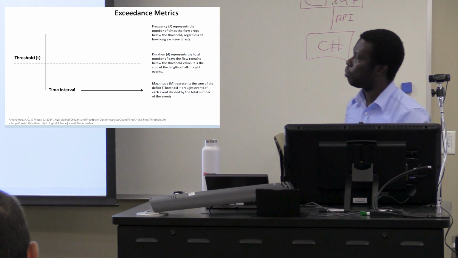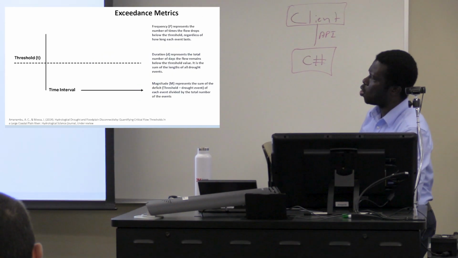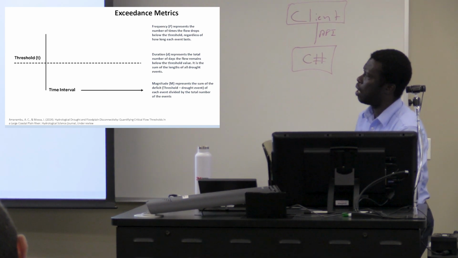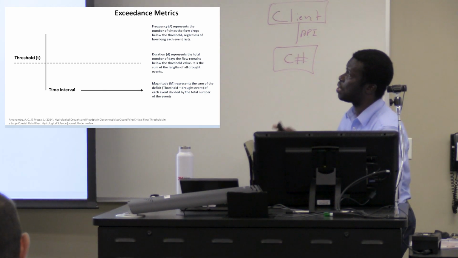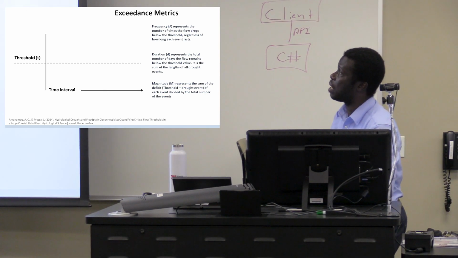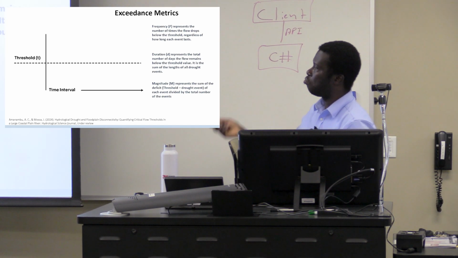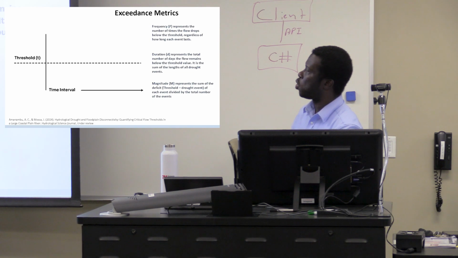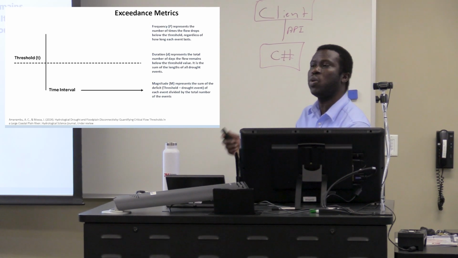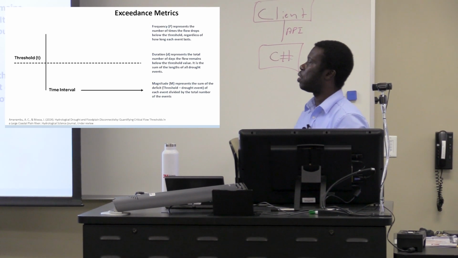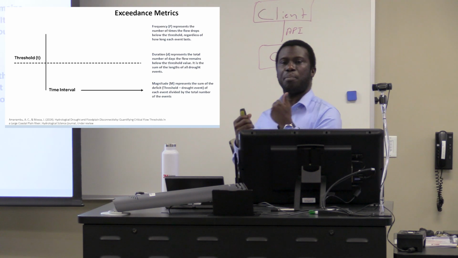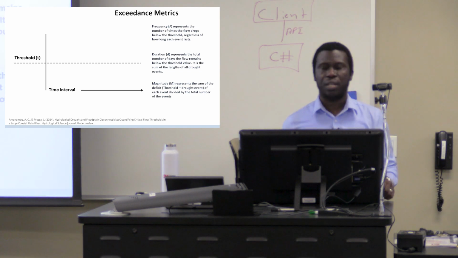Very simple. And of course, not only REM, we also looked at drought characteristics: frequency, which represents the number of times the flow drops below any of those thresholds, and also duration, the total number of days the flow remains below that threshold. Also the magnitude. What is the magnitude? How big is the drought?